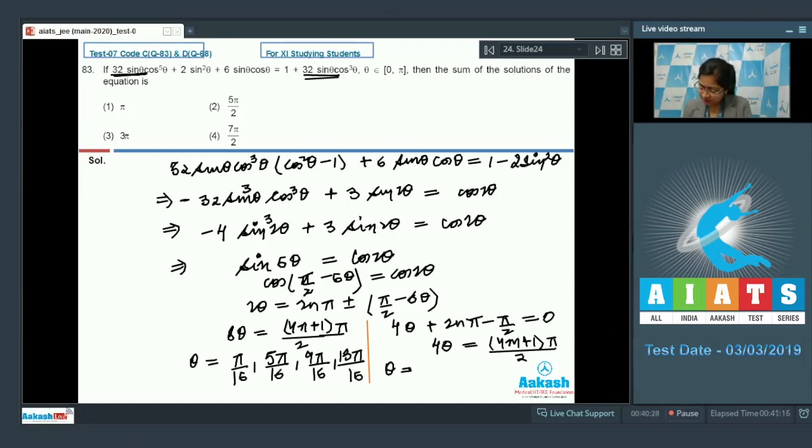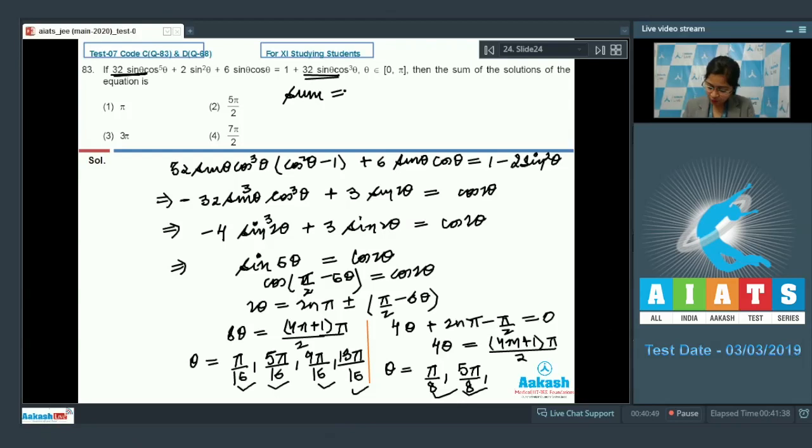So from here, theta will be equal to, putting m equal to 0, we will have pi by 8. Putting m equal to 1, we have 5 pi upon 8. Putting m equal to 2, we will have 9 pi upon 8, that is greater than pi. So these are the 6 solutions that we get from here. Hence, we have to find the sum of the solutions of the equation.